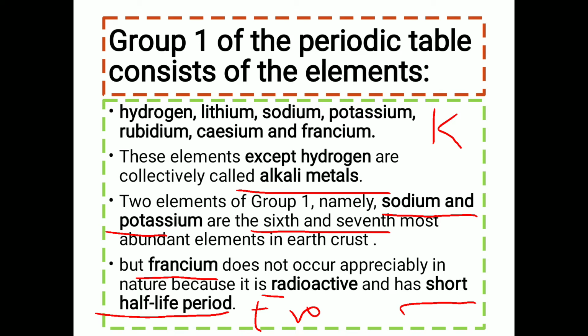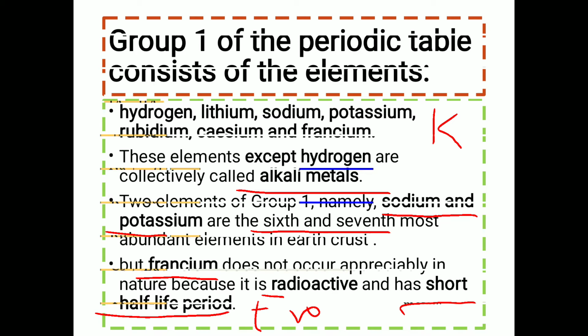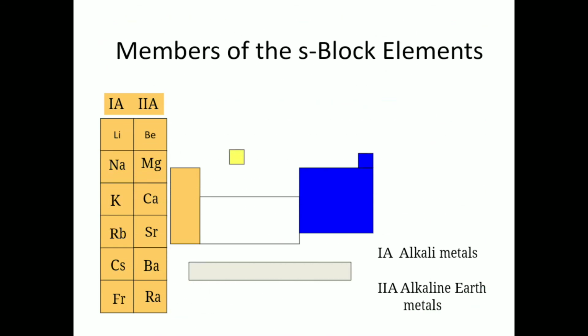And there is one question in your exercise: name the element which is radioactive in nature among the alkali metals. The answer is francium. It is an alkali metal and it is radioactive. Now these are the members of the s-block elements, that is, first the alkali metals and second the alkaline earth metals.